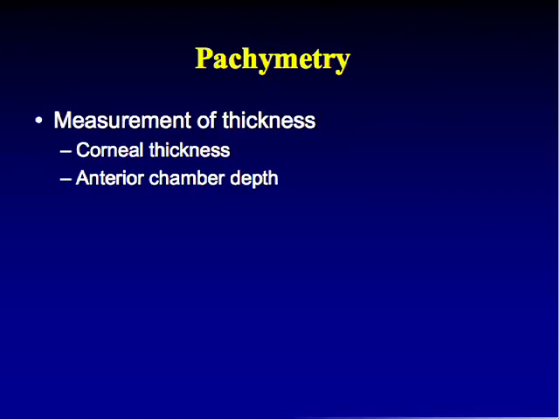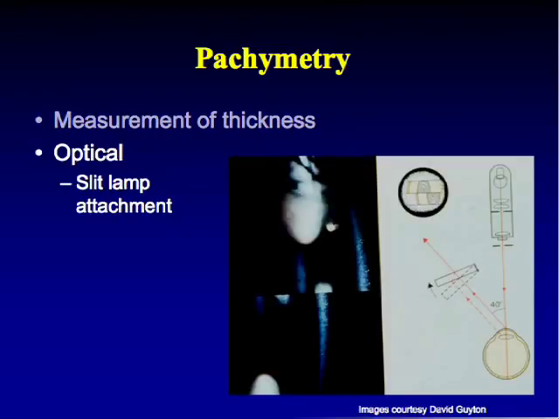Pachymetry is next. We use that to measure corneal thickness and anterior chamber depth. We'll just mention it briefly because it's not really used anymore, but there is an optical pachymeter that used to be attached to the slit lamp, where you get, again, a simultaneous image of the object and the image through a doubling prism. Adjust the doubling prism, use your vernier acuity to find an endpoint, and that gives you the anterior chamber depth when the front of the lens touches the back of the cornea in the image.